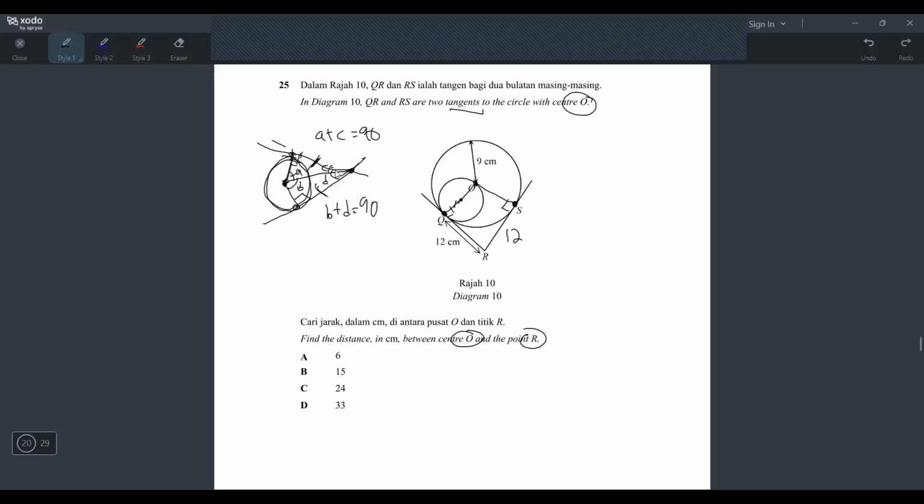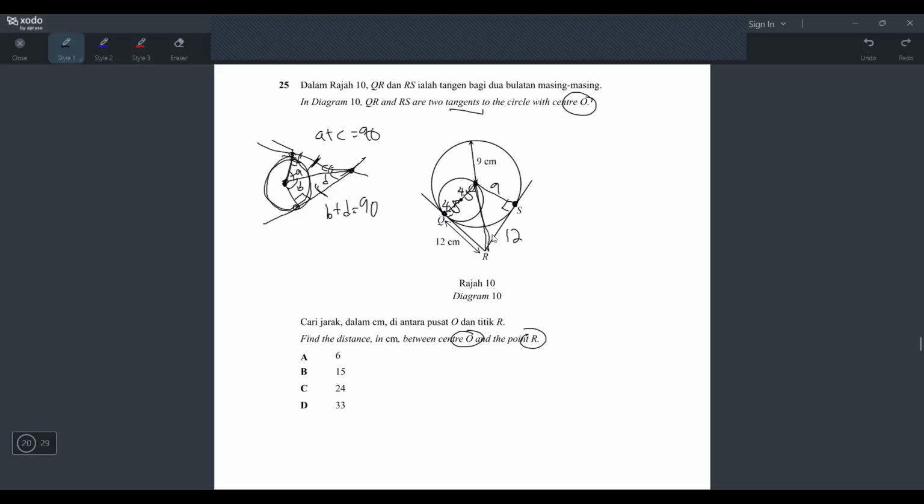Here and here are equal if you have two tangents. That's why this is 12 also. And since the radius is 9, what do you think the line here will be? It will be 9 also, right? It means this one is also 9. Because the radius of this circle is 9, this one is also 9. But then there's another small circle here. So I think I can take 9 divided by 2 and get 4.5 for each one, right? But what they want is the distance between O and R, which is this distance here.